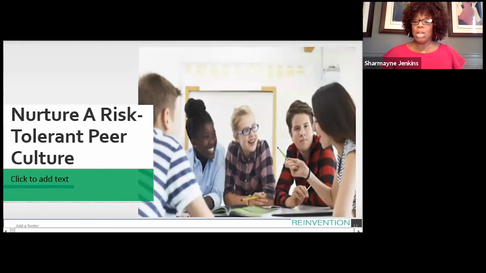You model empathy, generally people will give what they get. You model empathy, they'll start modeling empathy. You become curious about people, they'll become curious about people. You celebrate the diversity and the differences, they'll start to celebrate it. Right? So it's very important to nurture a peer tolerant, a risk tolerant peer culture.